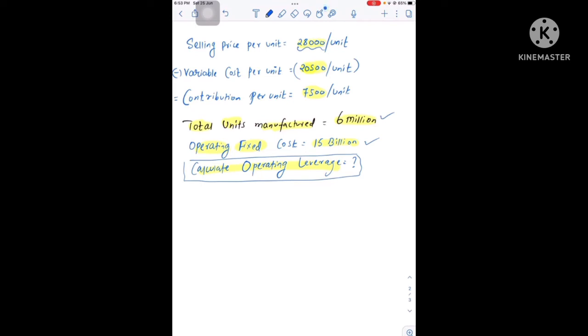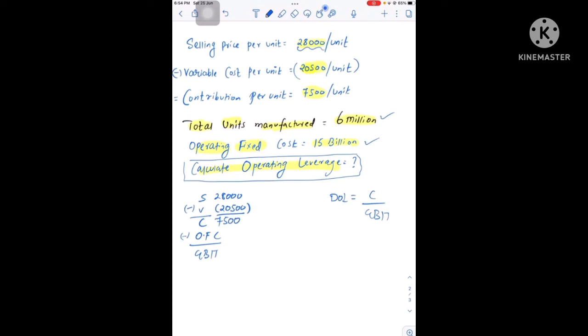Contribution per unit is given as 7,500 per unit. First you need to find operating leverage. In order to find operating leverage, you need to know the income statement format, which starts from sales. Sales minus variable cost gives contribution. When you adjust operating fixed cost, you get EBIT. To calculate degree of operating leverage, the formula is contribution divided by EBIT. Selling price is 28,000 per unit, variable cost is 20,500 per unit, therefore contribution per unit is 7,500.